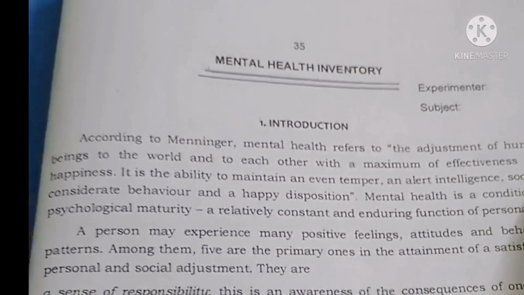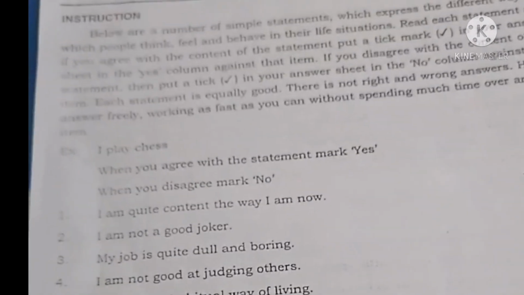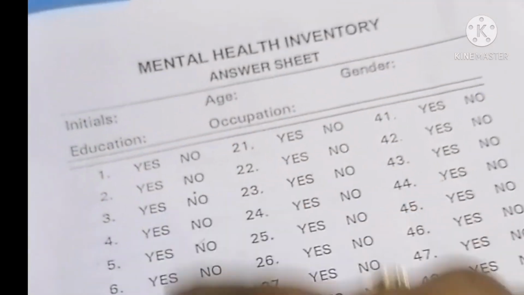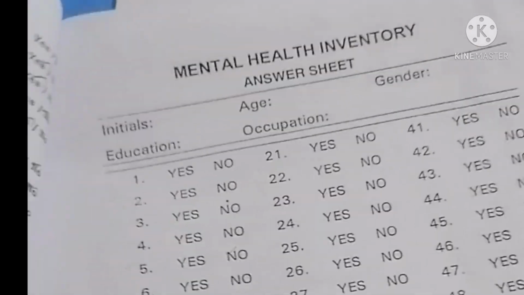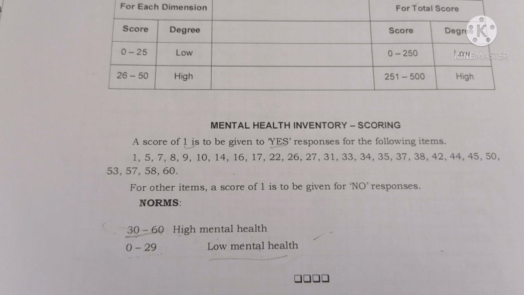The mental health inventory is a questionnaire that contains 60 questions. After answering the 60 questions, you mark yes or no on the answer sheet. After that, you score using the norm 1, 5, 7 and so on. These numbers indicate the positive responses.